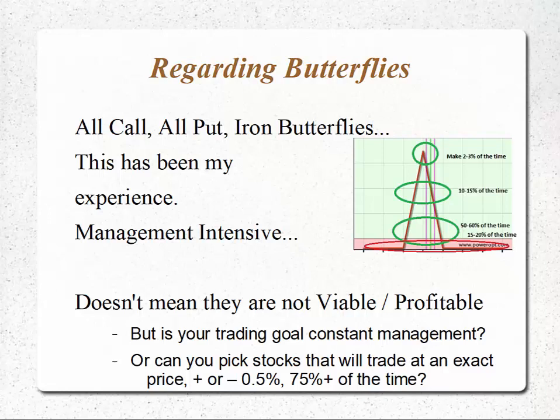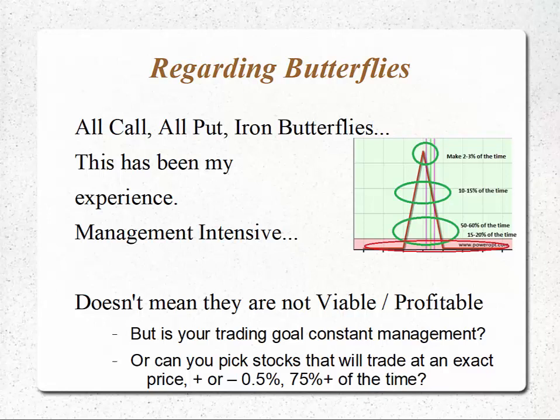10 to 15% of the time, you're at about 50% of your expected return. 50 to 60% of the time, you're maybe making 5% or 10% of what you expected, or losing 5% or 10%. And then maybe 15 to 20% of the time, you're hitting the maximum loss. This doesn't mean that butterflies are not viable or profitable, but part of your trading plan is consistent management on the spreads that you open, because that's what is required to profit long term on butterfly positions.